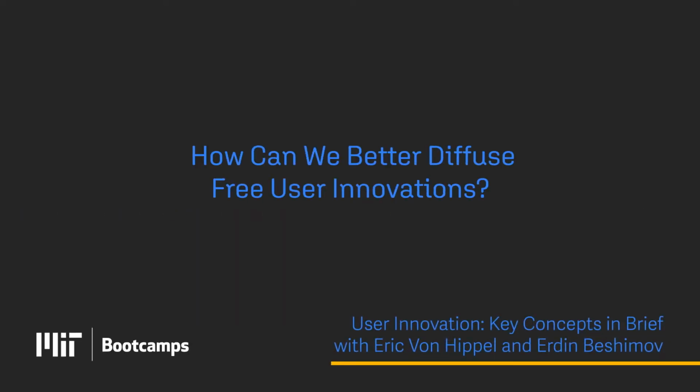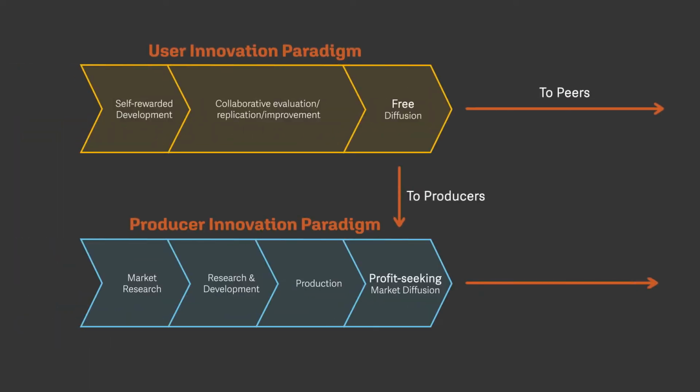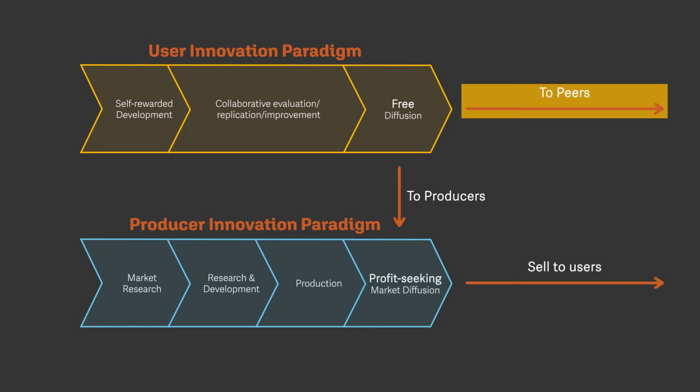How do users get the innovations out there? It's one thing to invent something for yourself. It's a whole other thing to share it. So what we've talked about in other little segments is that users innovate, and why they innovate. And we've come up with a user innovation paradigm. Users innovate for themselves, they might share their innovation, and other users pick it up.